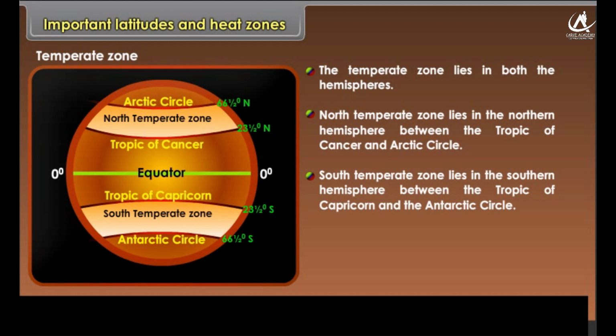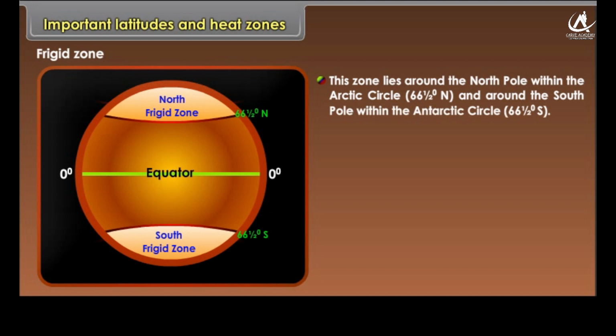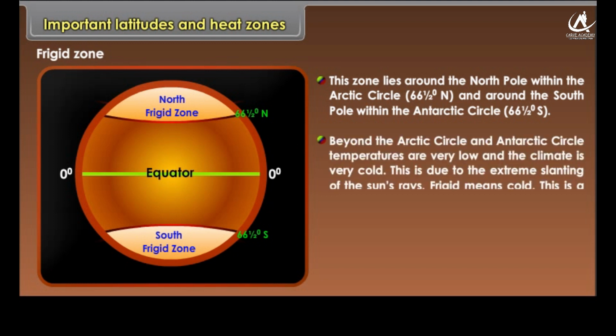The zones are neither too hot nor too cold. Frigid zone. This zone lies around the North Pole within the Arctic Circle, 66.5 north, and around the South Pole within the Antarctic Circle, 66.5 south. Beyond the Arctic Circle and Antarctic Circle, temperatures are very low and the climate is very cold. This is due to the extreme slanting of the sun's rays. Frigid means cold. This is a very cold zone.